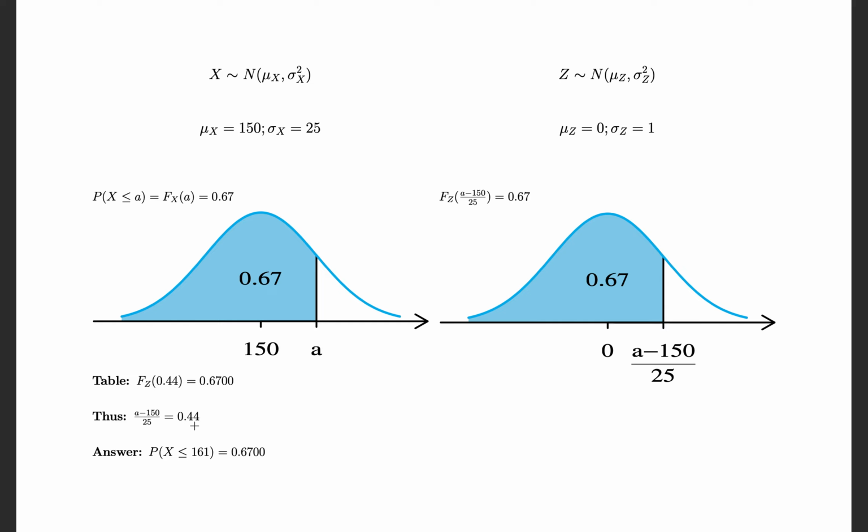We set them equal. So if we solve for a here by multiplying by 25 on each side, we get 11 here, and then plus 150, we get 161. So a is 161. The probability of X being less than or equal to 161 is 67%.